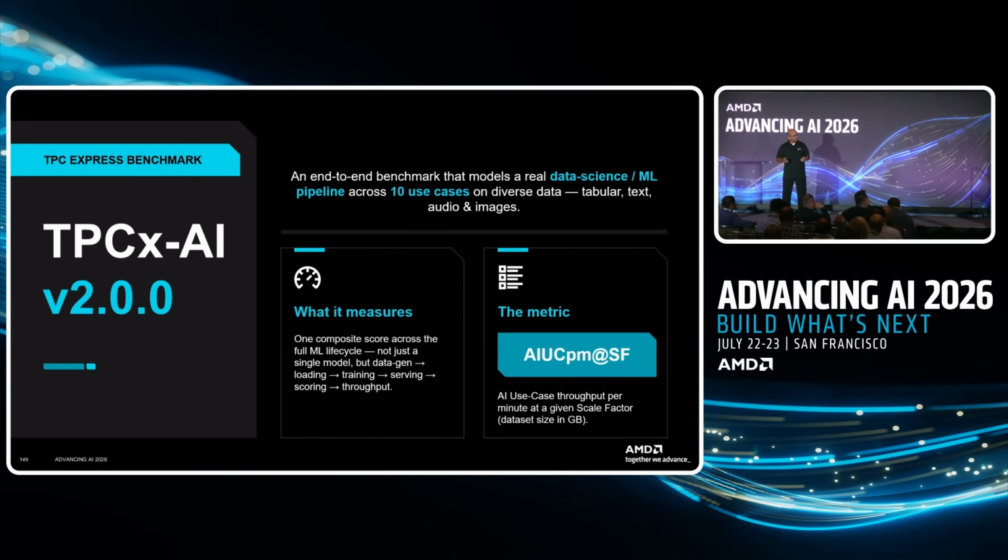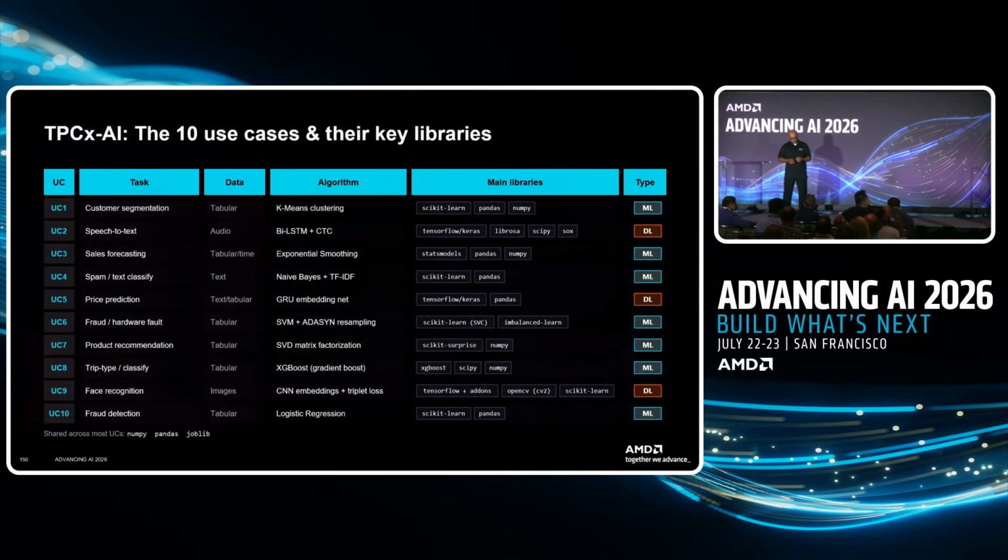It's an end-to-end pipeline, analogous to what an actual practitioner will do. So it comprises many use cases, 10 to be specific, across machine learning and deep learning. And they mirror a lot of the real-world scenarios that you might see. For example, sales forecasting, fraud detection, anomaly detection, all of these are included in the benchmark.